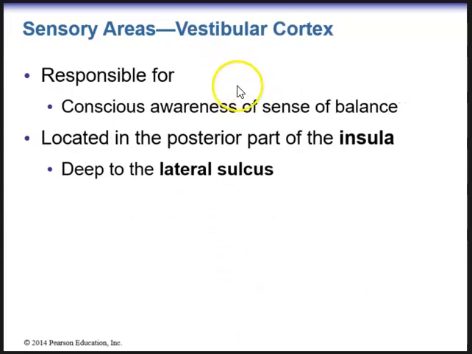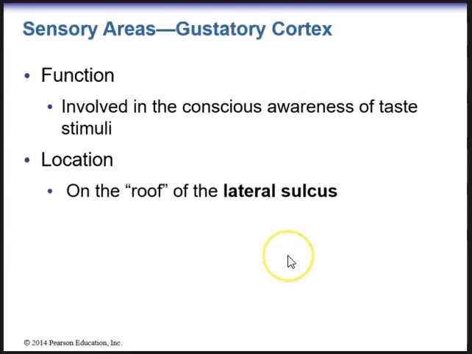The vestibular cortex is responsible for conscious awareness of sense of balance. It is located in the posterior part of the insula, deep to the lateral sulcus. The gustatory cortex is involved in conscious awareness of taste stimuli. This is on the roof of the lateral sulcus.